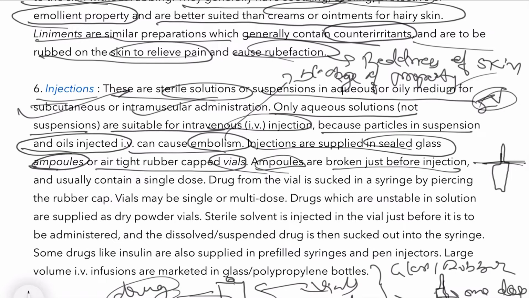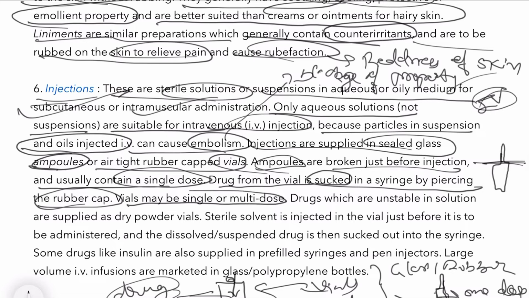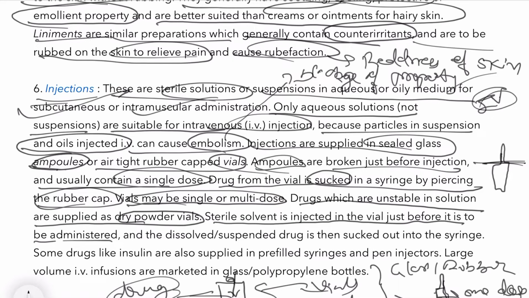Ampoules are broken just before injection and usually contain a single dose. Drug from the vial is sucked into a syringe by piercing the rubber cap, because it is a rubber cap. So the needle is put inside it and pierced, and the ampoule is generally broken because it is made entirely of glass. So vials may be single or multi-dose. As I told, drugs which are unstable in solution are supplied as dry powder in vials. Sterile solvent is injected into the vial just before it is to be administered, because vials are not opened. When you are ready to give the injection, at that time only you take it, and the dissolved or suspended drug is then sucked out into the syringe. Some drugs like insulin are also supplied in pre-filled syringes and pen injectors.